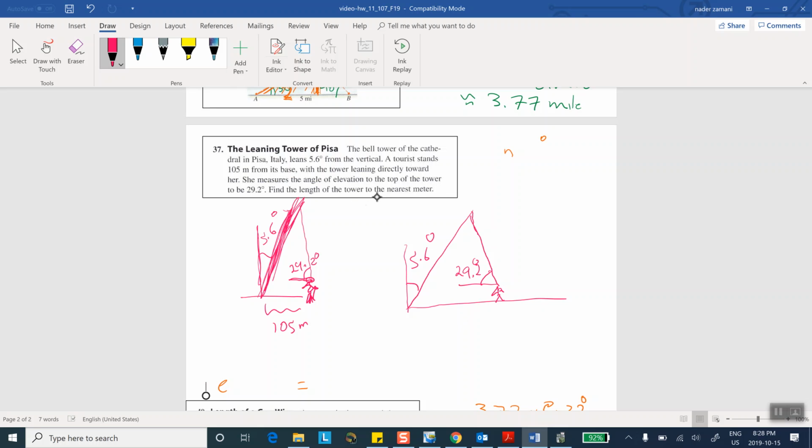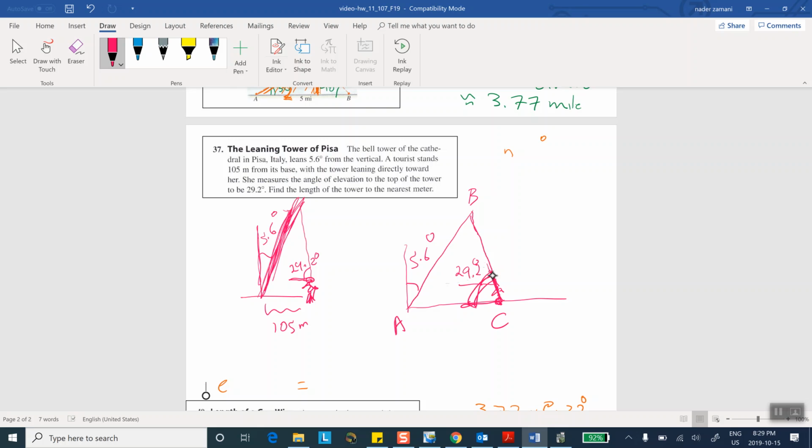Now, of course, we are assuming that this tourist is actually a midget right there. Find the length of the tower to the nearest meter. So this angle is 29.2. In fact, the tourist is a midget compared to the leaning tower. So what you want to know is the length of the tower. So this is the length of the tower. Let me put some labels here: A, B, C, D.